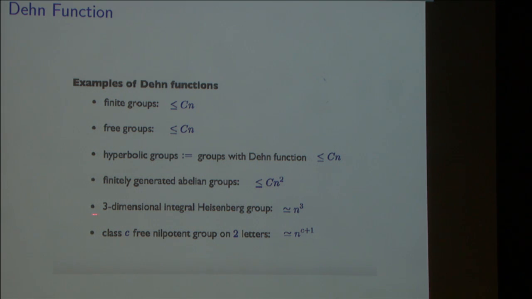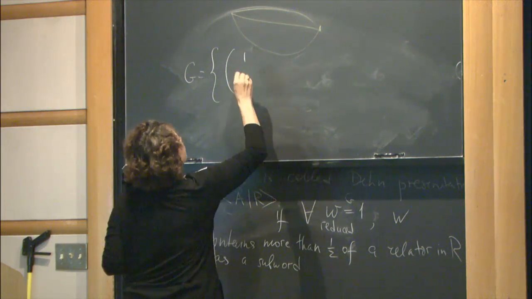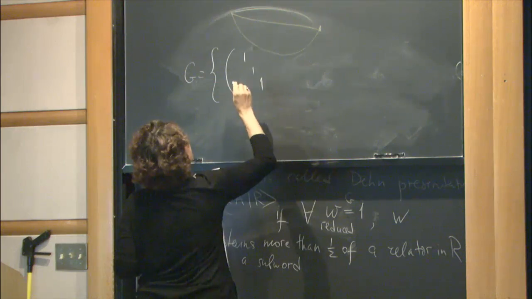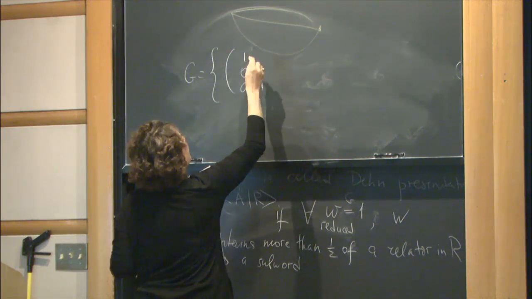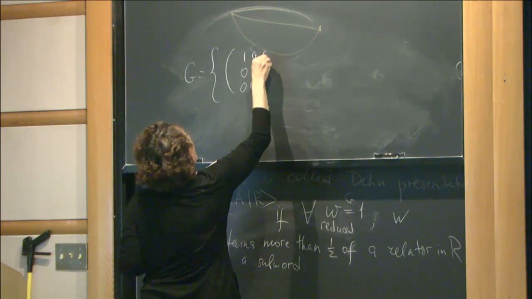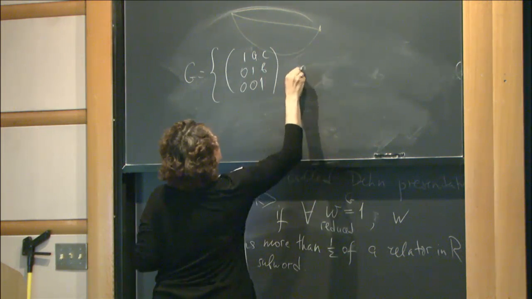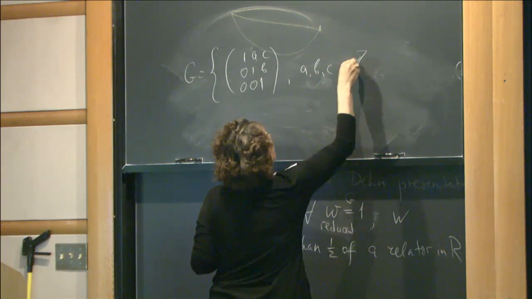Now, for the three-dimensional integral Heisenberg group, which is a group of matrices, initially it was a question solved by Steve Gersten, to show that the Heisenberg group has a non-quadratic Dehn function, right? So the group is the group of all 3 by 3 matrices with identities on the diagonal, where a, b, and c are integers.